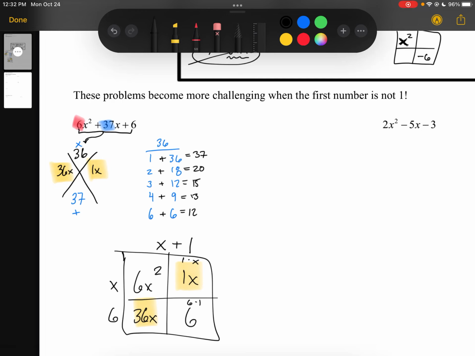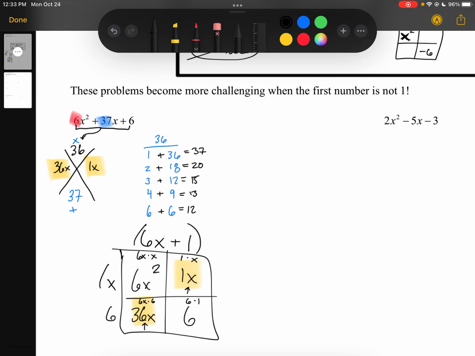Then we also need some terms here that can get us 6 and 36. So put a 6 here: 6x times 6 does get us 36, and 6x times x does get us 6x squared. The key to this puzzle was having these two boxes filled in, which let us work backwards to get the edges of the box. So our final answer is 6x plus 1, and then x plus 6 is our second factor.